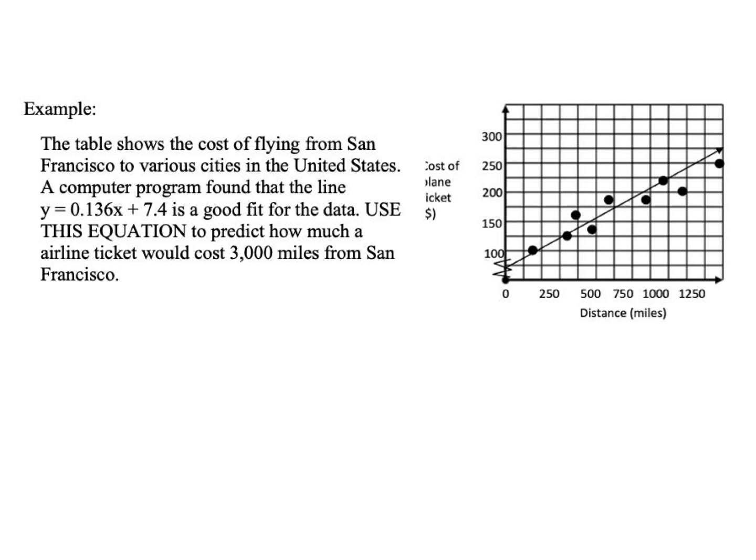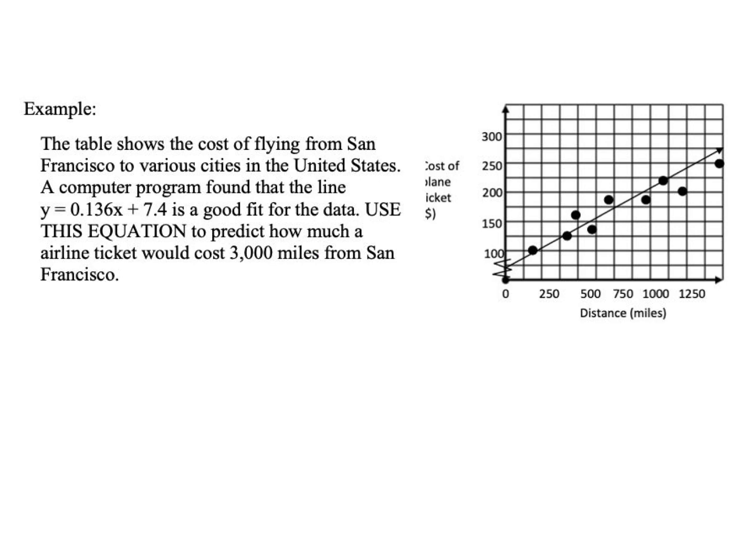All right, so let's learn about a scatter plot itself. So here we have a scatter plot, and this table shows the cost of flying from San Francisco to various cities in the United States. So 0 is San Francisco, and this is the mileage away from San Francisco, and then this is the cost of the plane ticket. Notice how we have an equation here. It says a computer program found that this line is a good fit for the data. Use the equation to predict how much an airline ticket will cost for 3,000 miles away from San Francisco.